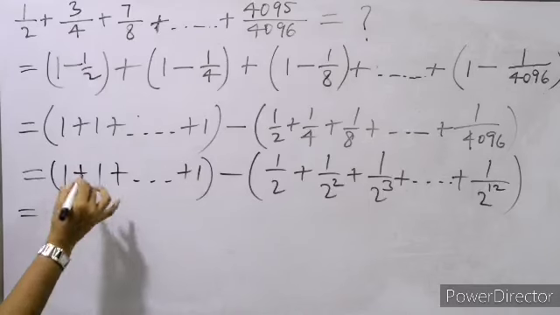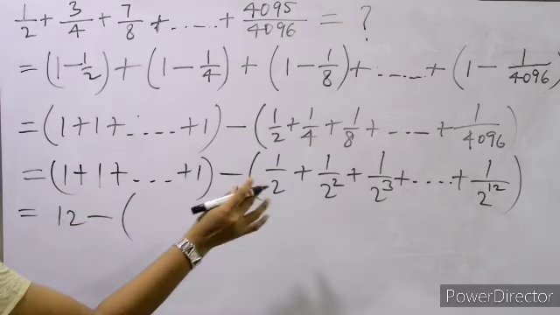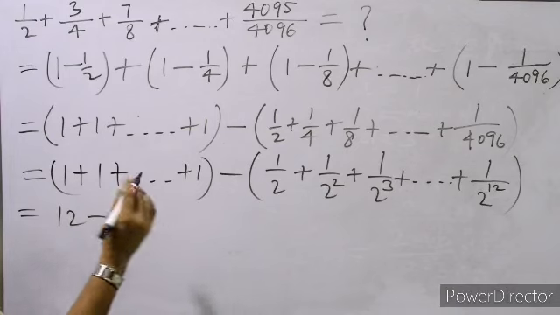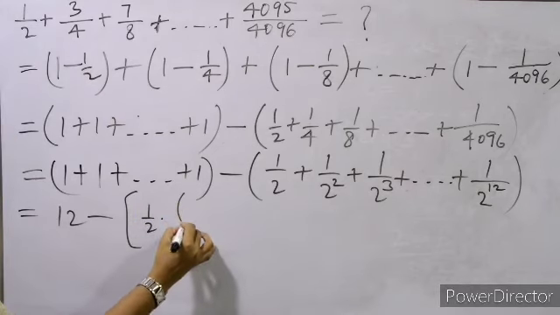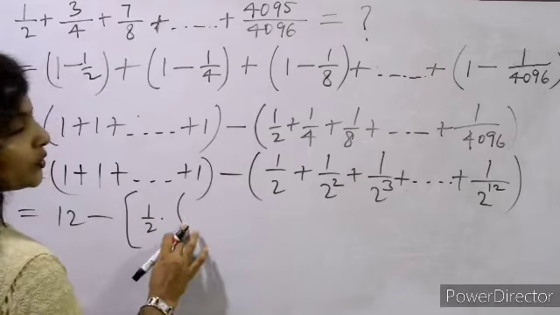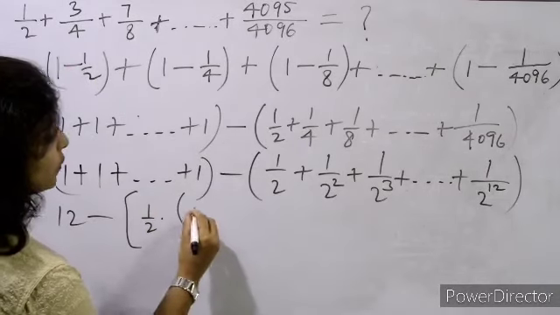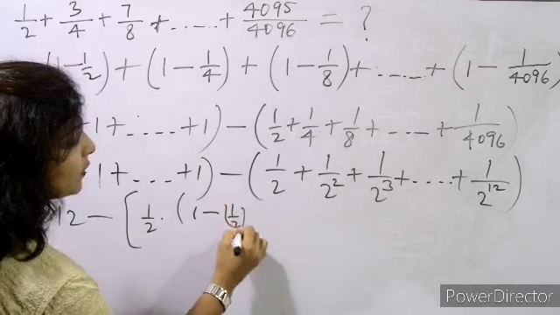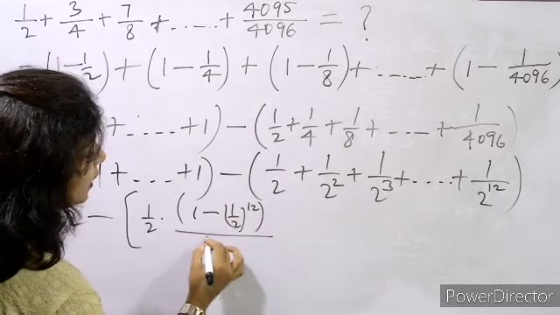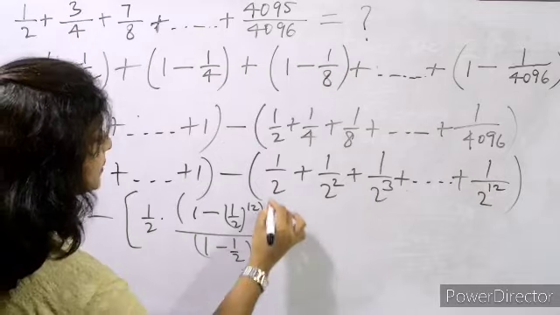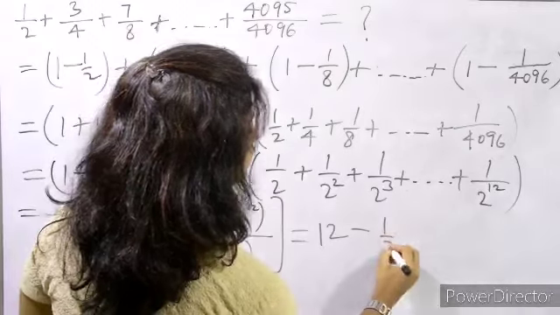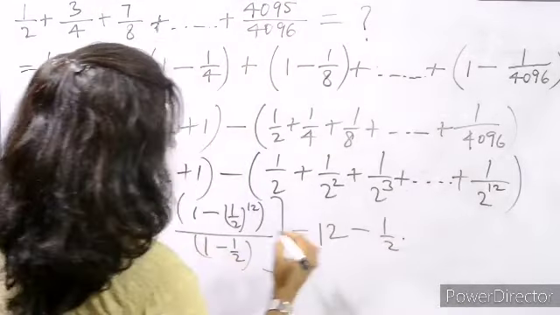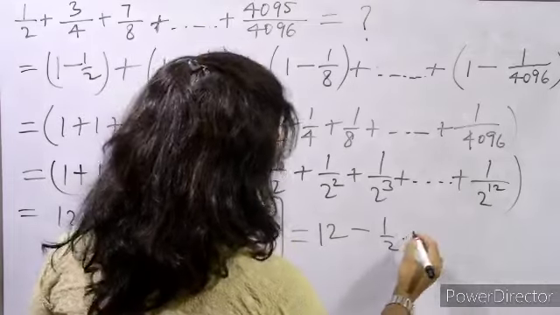So it will be 12 minus. Now we have to find out the sum of 12 terms, so we will apply that formula. So it will be a into, a is 1 upon 2. So a into 1 minus r to the power n, because 1 upon 2 is less than 1. So 1 minus 1 upon 2 to the power 12 divided by 1 minus 1 upon 2. This will be the sum. So it will be 12 minus 1 upon 2 into 1 minus 1 upon 2 to the power 12.